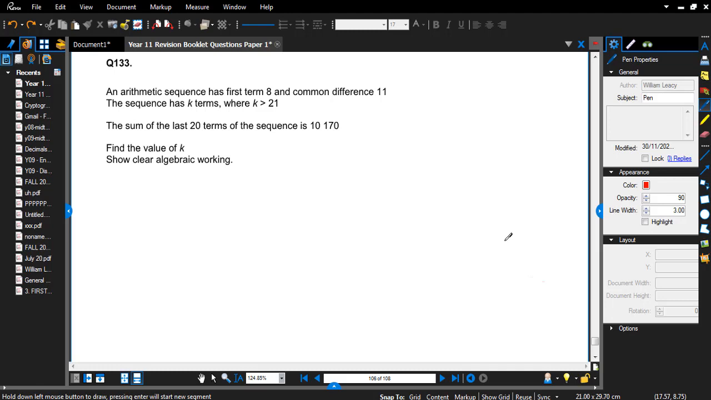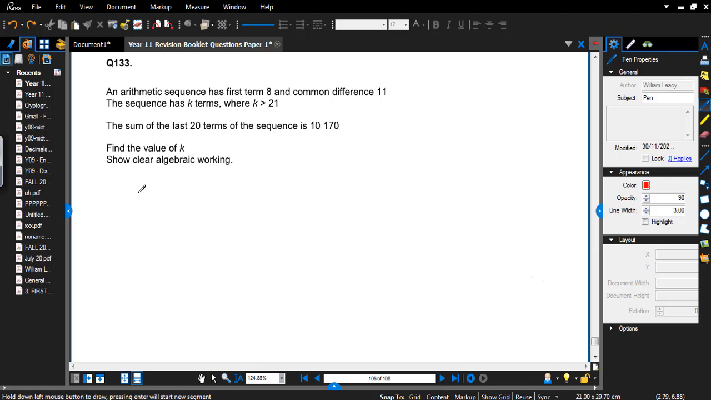This is from Mock 2 Paper 1 Practice Booklet, question 133. An arithmetic sequence has first term 8 and common difference 11. The sequence has k terms where k is greater than 21. The sum of the last 20 terms of the sequence is 10,170. Find the value of k. Show clear algebraic working.